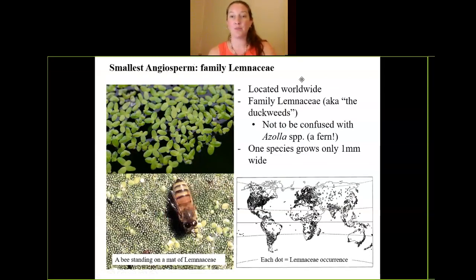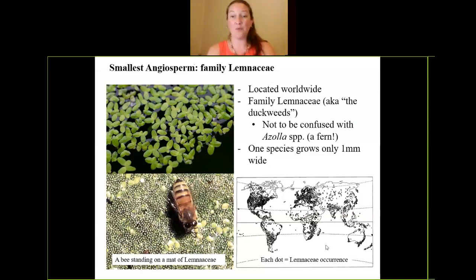And the smallest angiosperms are in this family of plants called the Lemnaceae. So they're only like a few millimeters big, each plant. On the bottom left, you can see a bee. So these are aquatic plants. And you could see a bee standing on a mat of these small plants floating on water such that the bee can walk on the water. They're commonly known as the duckweeds, but don't get them confused with the fern we saw. But this is the smallest angiosperm, just a millimeter wide, super, super small.